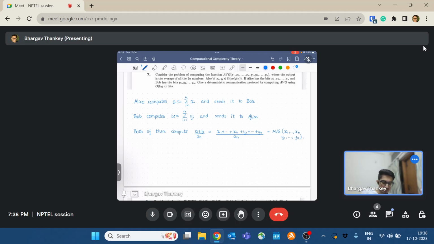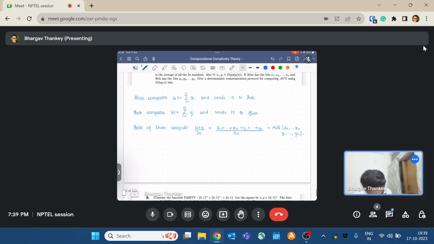Now we need to show that the communication complexity is order log n. So each term is order poly n. So the sum over i is less than or equal to the sum over i in 1 to n of order poly n, and this is n times order poly n, which is still poly n.